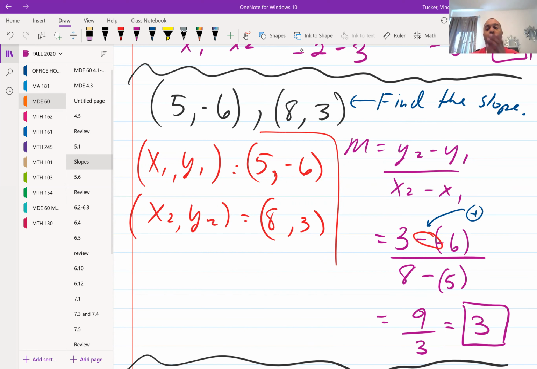All right. So 3 minus -6 is 3 plus 6, which is 9. 8 minus 5 is 3. 9 divided by 3 is 3. So your slope would be 3.